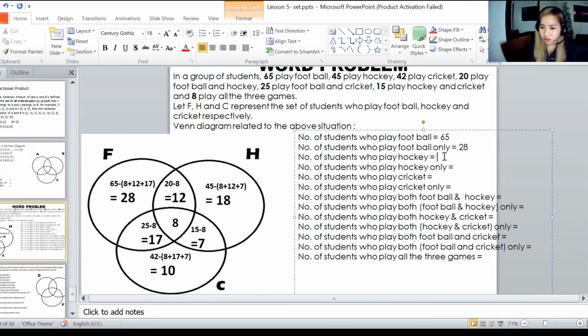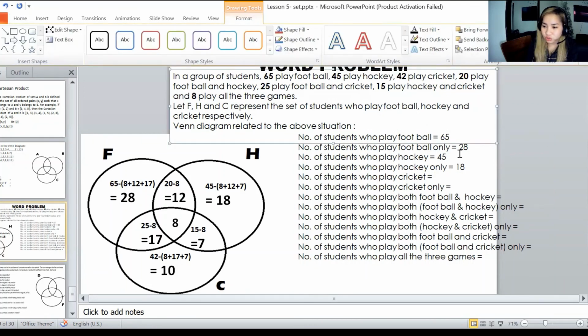Dito naman po sa next natin, number of students who play hockey. Sabi natin kanina, yung student na naglalaro ng hockey is 45. Hockey only, dito tayo titingin. Naglalaro lang po ng hockey lang daw. So, we have 18. Next, yung naglalaro po ng cricket lang. Ang naglalaro po ng cricket po muna is given 42. Ang naglalaro ng cricket lang is 10 po.